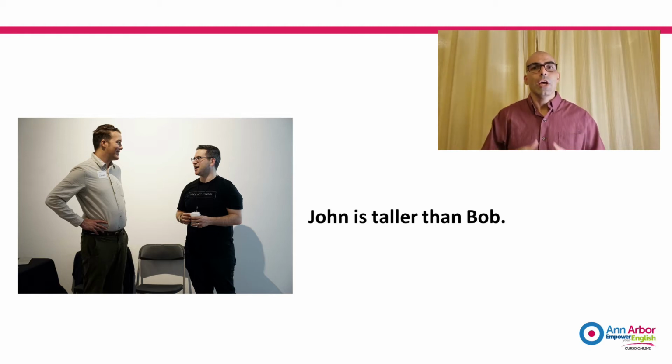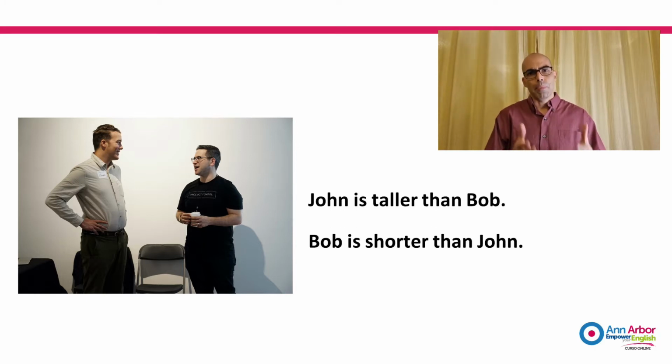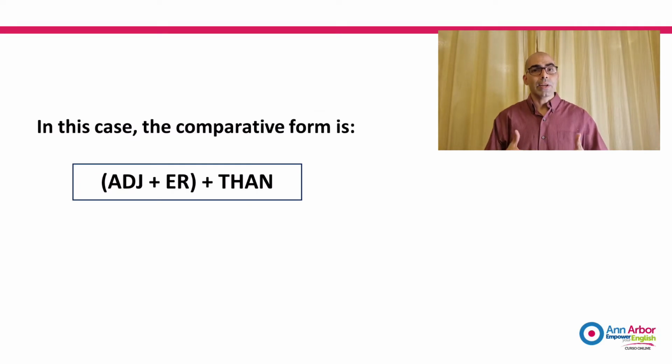We can see that to use comparatives, we need first to choose which adjective, which characteristic we want to compare. In this case, the characteristic is tall, but it could also be short. Bob is shorter than John. In this case, the comparative form is the adjective plus the letters ER. Also, we need the word than to complete the comparative form. Adjective plus ER plus than.